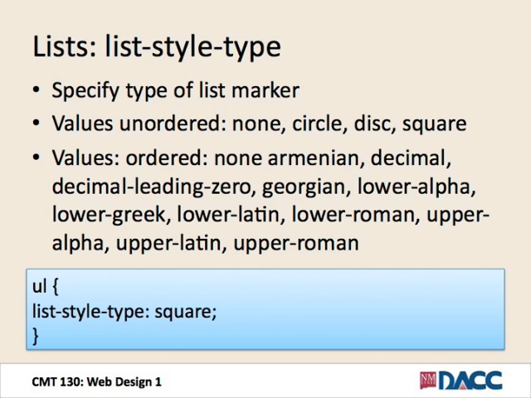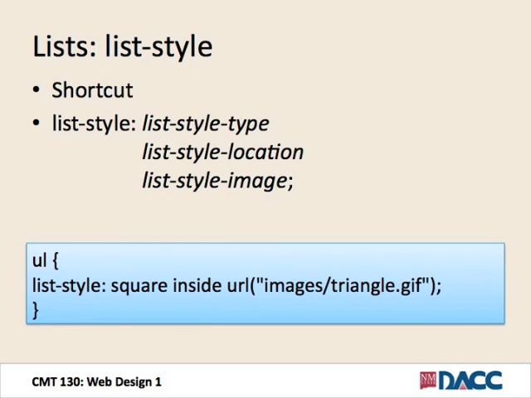For unordered lists, the choices are none, circle, disk, or square. For ordered lists, the choices are none, Armenian, decimal, decimal leading 0, Georgian, lower alpha, lower Greek, lower Latin, lower Roman, upper alpha, upper Latin, and upper Roman. List style is a shortcut for the list style properties. List style type should be specified first, followed by list style position, and finally list style image.